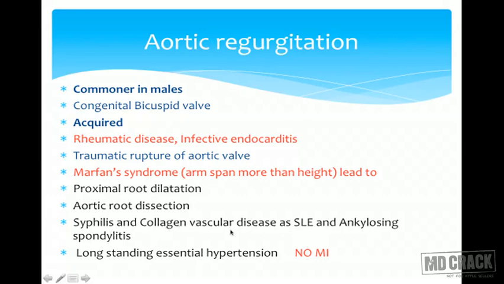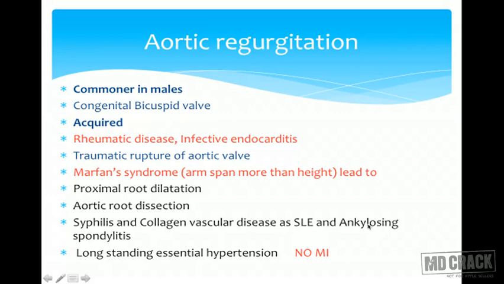Syphilis and collagen vascular diseases such as systemic lupus erythematosus and ankylosing spondylitis are again important causes associated with aortic regurgitation. And yes, not to forget, long-standing essential hypertension can also give rise to aortic regurgitation.